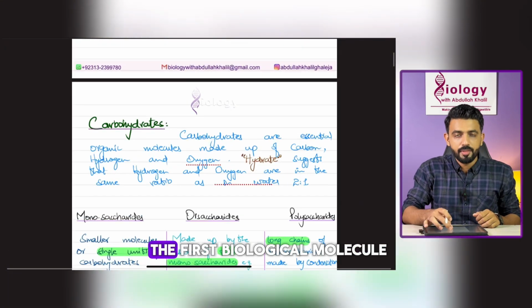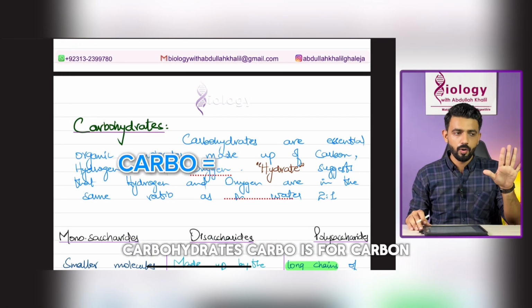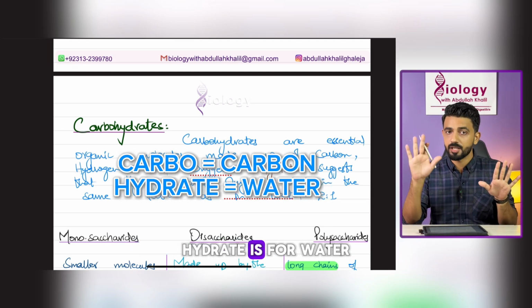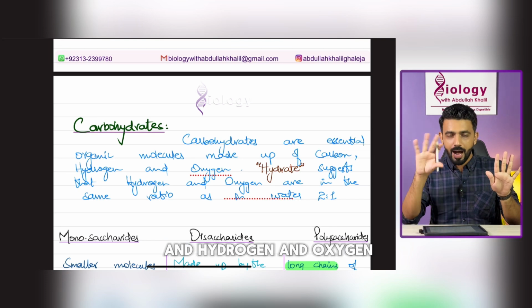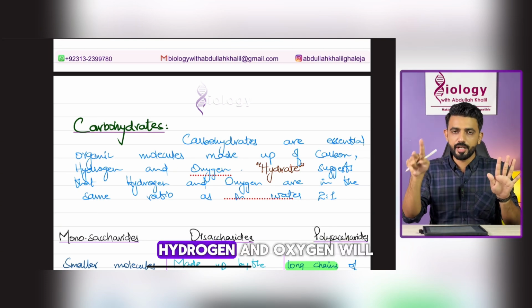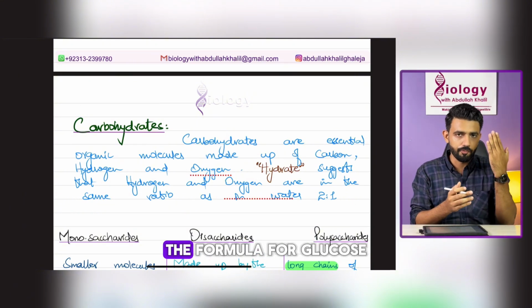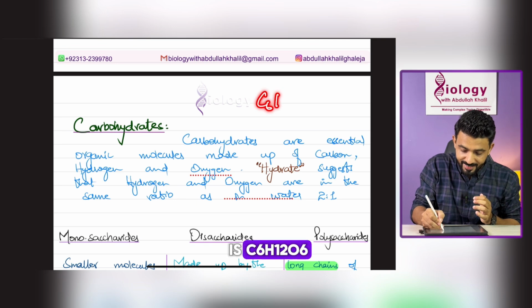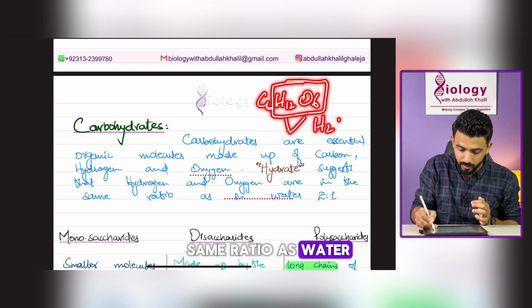Now let's talk about the first biological molecule, carbohydrates. Carbo is for carbon, hydrate is for water. Because it contains carbon, hydrogen and oxygen, with hydrogen and oxygen in the same ratio as water, 2:1. If you talk about glucose, the formula for glucose is C6H12O6. So H12O6 is the same ratio as water.